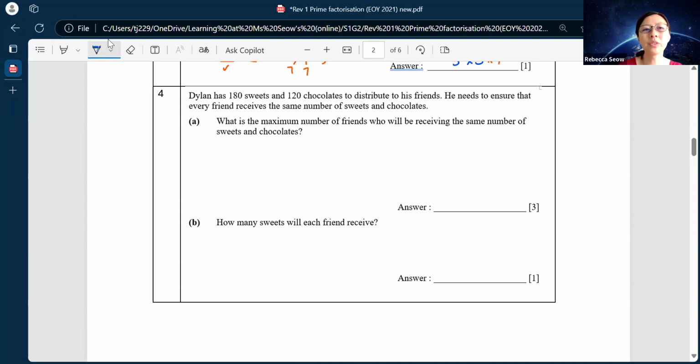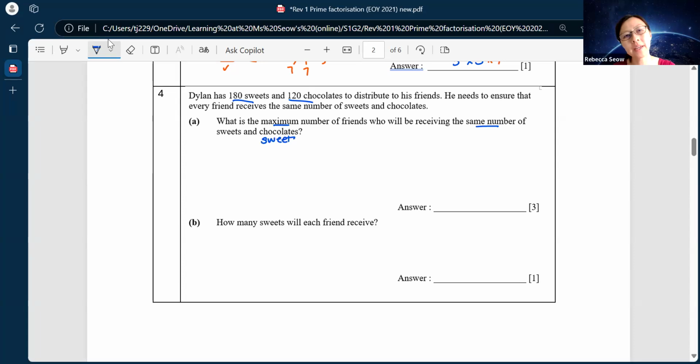Let's see. We have a total number of sweets and chocolates, and we're not going to buy more of them, so it's a fixed amount. And Dylan is going to give sweets and chocolates to his friends such that each of them will have the same number and is the maximum number of friends involved. So maximum we associate with the word highest. Same number we will associate with the word factors because it's going to be split up. So HCF of 180 and 120.